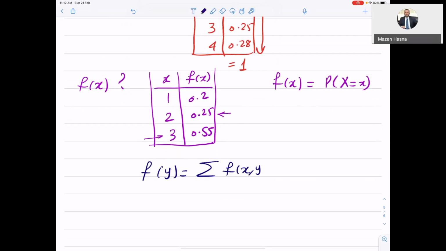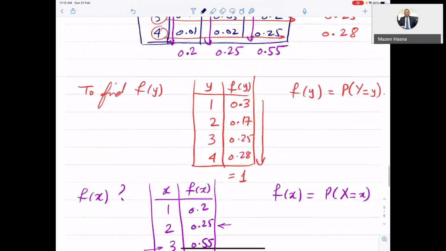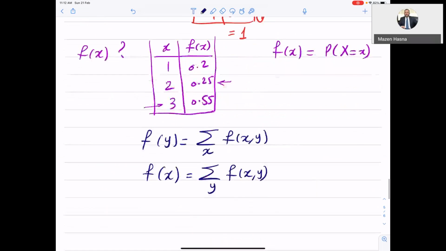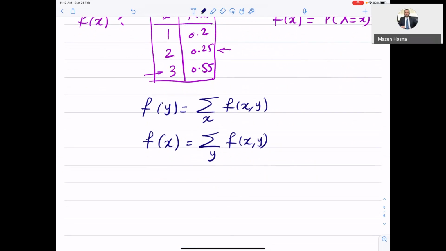So to find the marginal distribution, we sum. If we want y, we sum over x. And if we want x, we sum over y. This is what we basically did here. If I want x, I sum over y. If I want y, I sum over x. So this is the way to find the marginal distribution in the discrete domain.